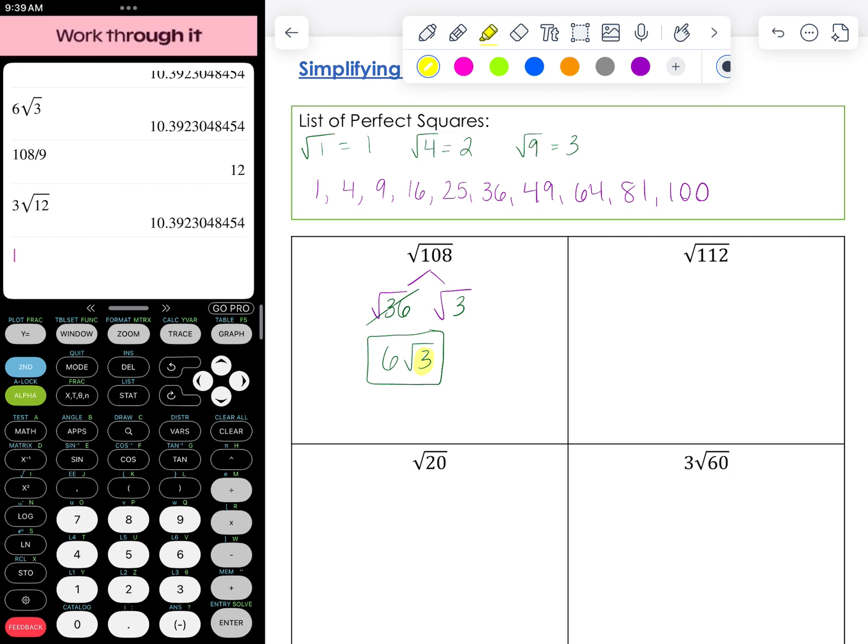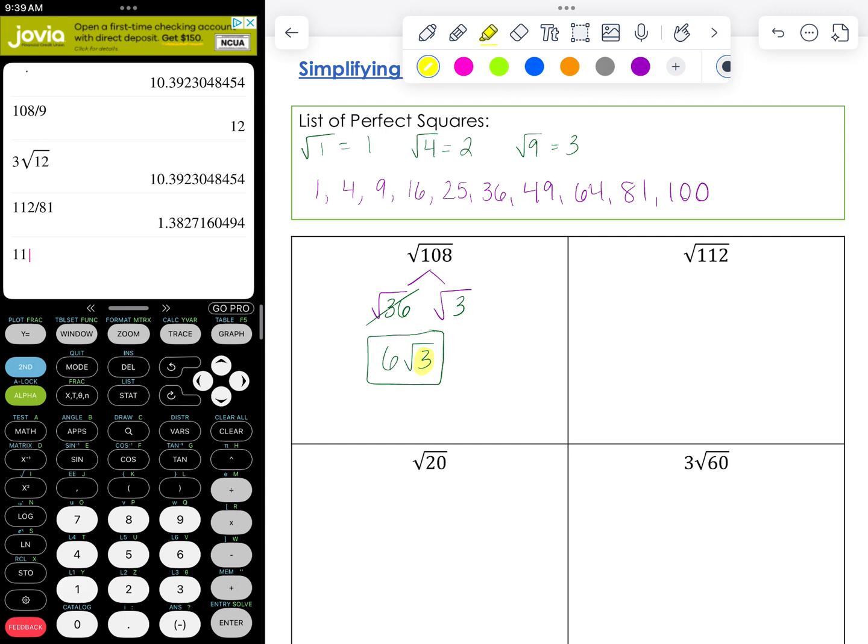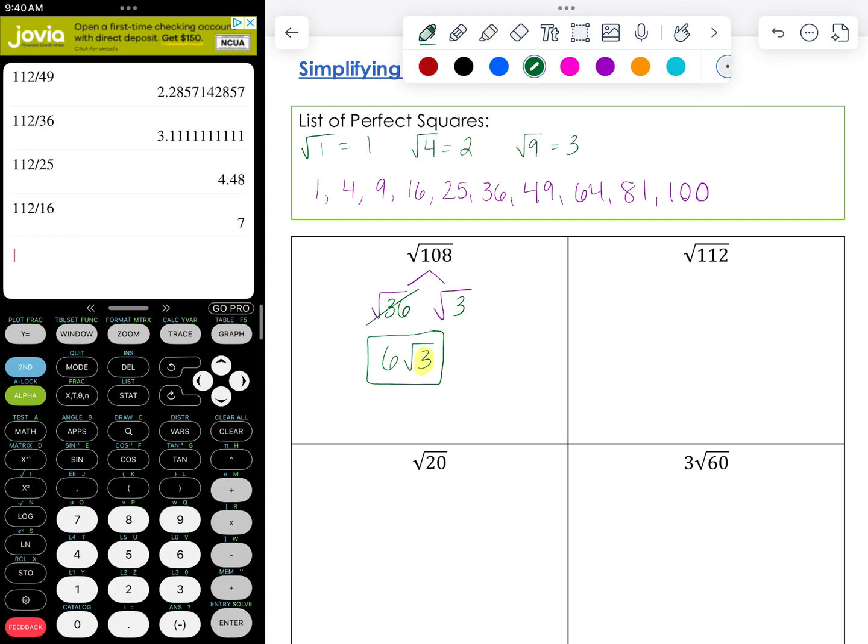Let's take a look at the second example. 112, and we need to figure out what to break it up into. So I'm going to start with 81, which does not work. 112 divided by 64. 112 divided by 49. 112 divided by 36. 112 divided by 25. 112 divided by 16. And there we go. It works with 16 and 7.